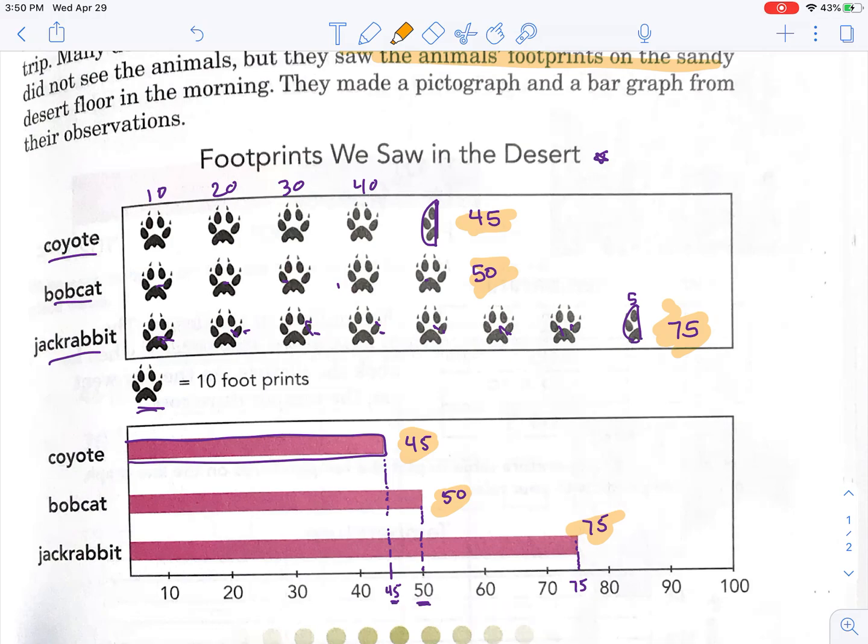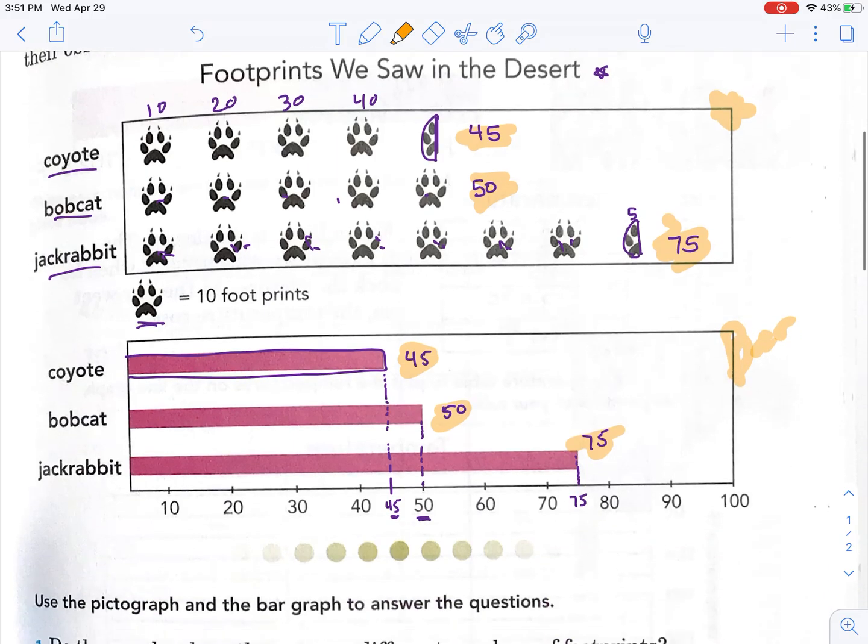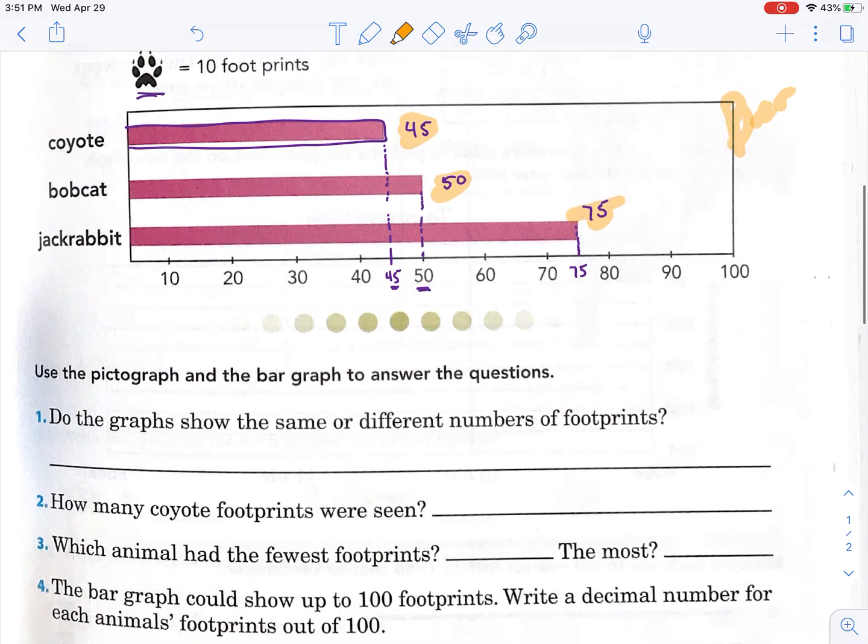These graphs tell us the exact same information, and they're supposed to because that's the data the kids collected. So you can have the same information graphed different ways, but still provide the same data. So it still tells us that there were 45 coyote prints, 50 bobcat prints, 75 jackrabbit prints. Do you see that? They're just told a different way. One is a pictograph, and this one is a bar graph. Okay, now we know that.